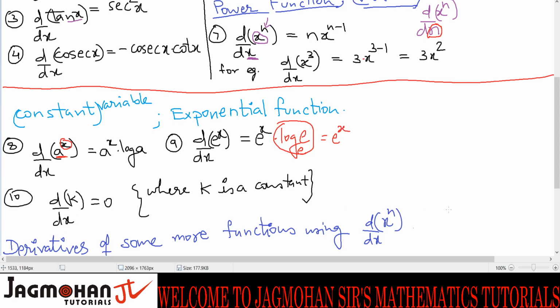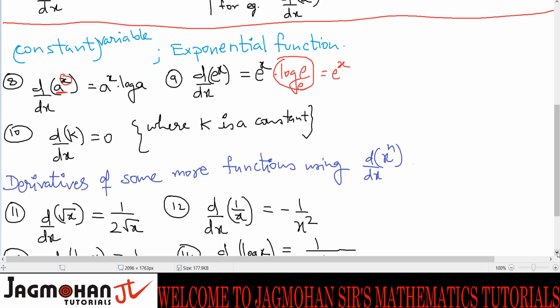The 10th is d by dx of a constant, which is 0. K is a constant because it has got nothing in x. It is independent of x. What does it mean? It means that changes in x will have no change in the function. For whatever value of x, this function will always remain k. There is no x in this. It is constant. Remember, d by dx of constant is 0.